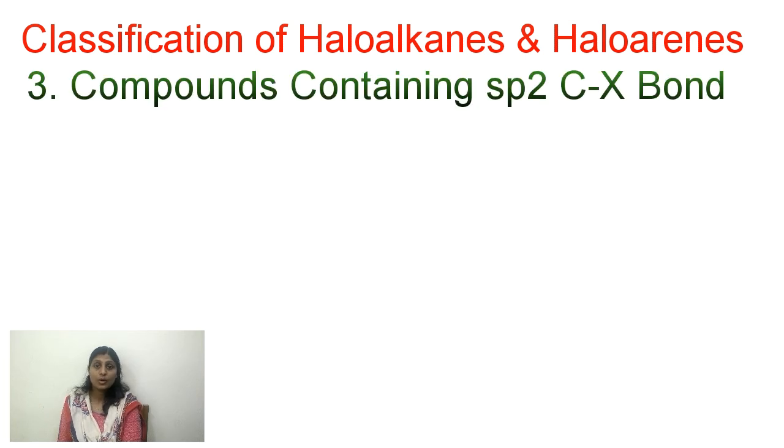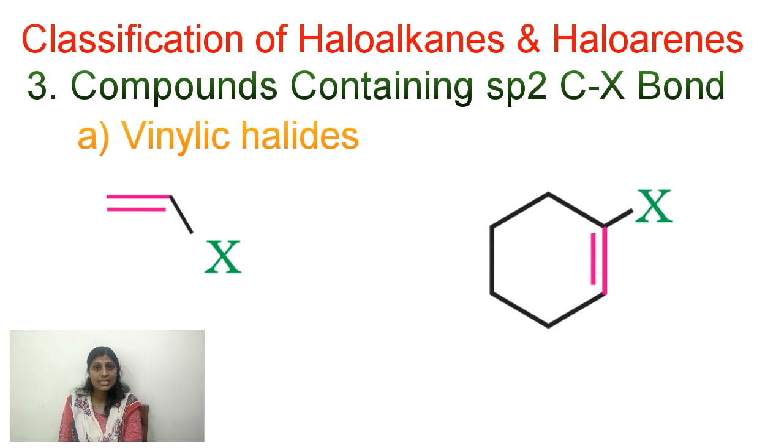Next category, compounds containing sp2 C-X bond. First one, vinylic halides. These are compounds in which the halogen atom is bonded to an sp2 hybridized carbon atom of a carbon-carbon double bond. That is, the alpha carbon atom itself is attached to another carbon atom with a double bond. For example, CH2=CHX. It doesn't matter whether they are straight chain or cyclic.